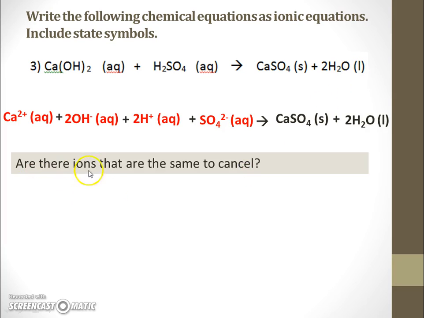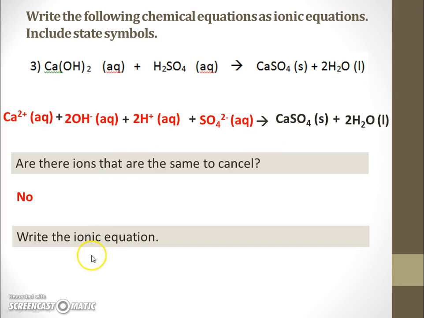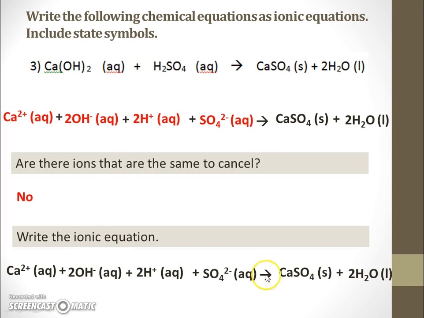So if you look, are there any ions that are the same on the left and on the right to cancel? The answer is no, because on the right there is nothing in aqueous, there are no ions. Therefore, your ionic equation is simply the same thing. So you could pause the video here to copy down the ionic equation that is the same thing with the ions. Once you are done, you can continue and press play.